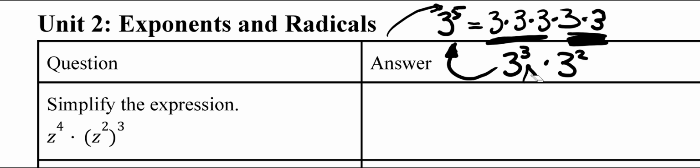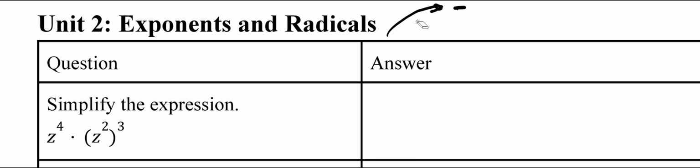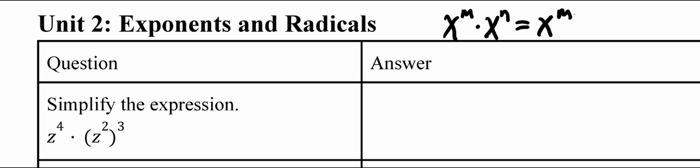And so we might write the rule as, let's say, x to the m power times x to the n power is equal to x to the m plus n power. You're multiplying like bases, you add the exponents.